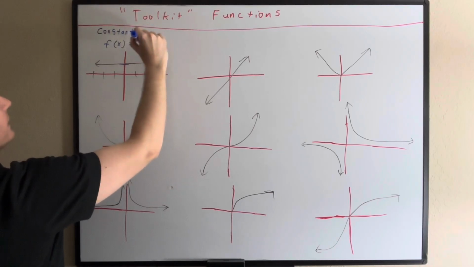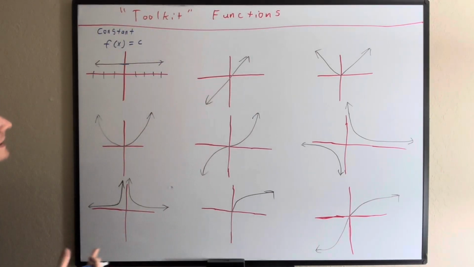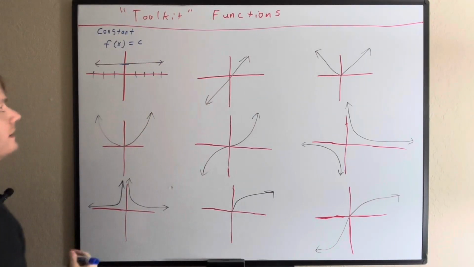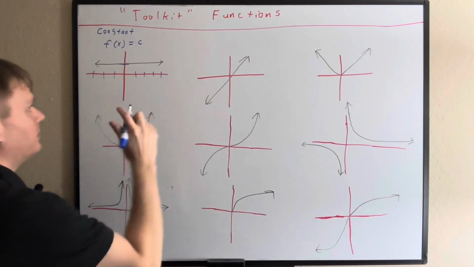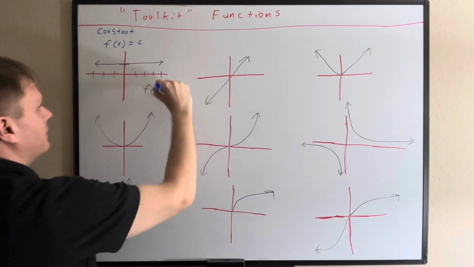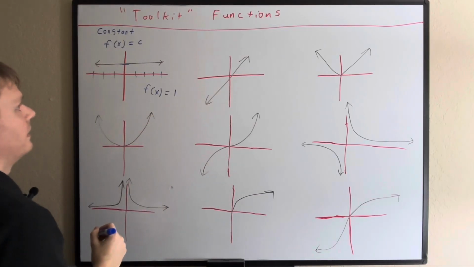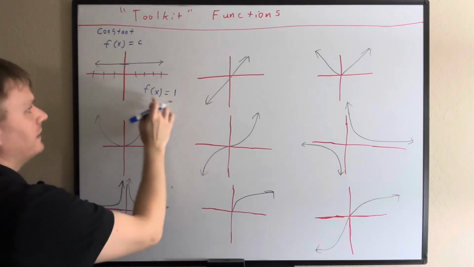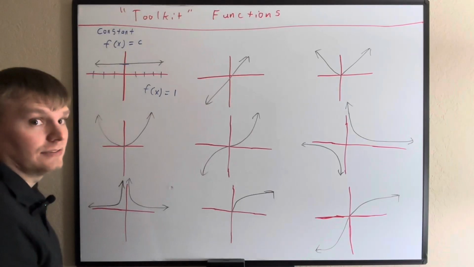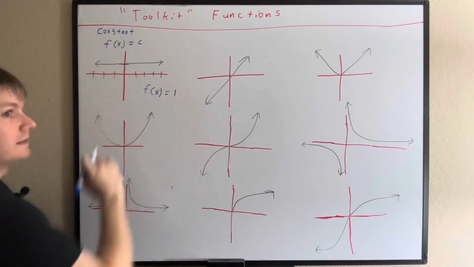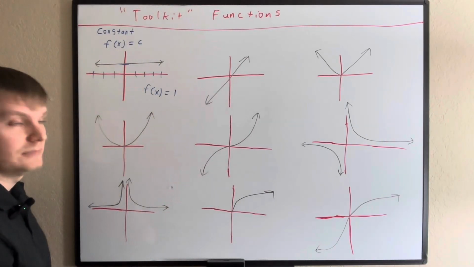And we represent it by saying f of x equals c. And c could be anything, but usually it's just a number, f of x equals 1 in this case. You might ask, where's the x in f of x? No, there is no x in f of x. That's why it's a constant function. See what I mean?